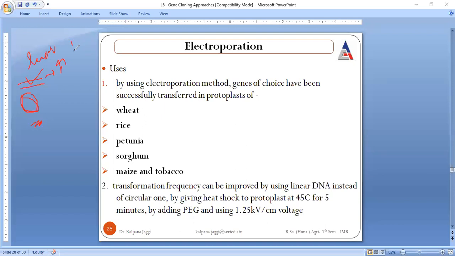And one needs to take care of the heat shock treatment that is to be given. It is to be given only for 5 minutes, and the temperature to be maintained at that time is 45 degrees Celsius. We also need to add polyethylene glycol, which will help in the fusion of two genomes, and this much kilovolt per centimeter voltage is to be given. So this helps in the successful transfer of our desired gene construct into the host genome.